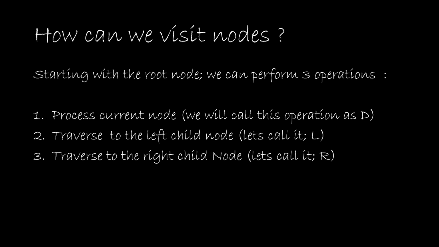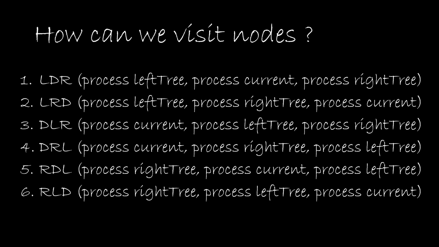Taking the permutations of all three operations, we can have 6 different orders of performing these 3 operations. Here's a list of it. We can perform LDR or LRD or DLR or DRL or RDL or RLD.